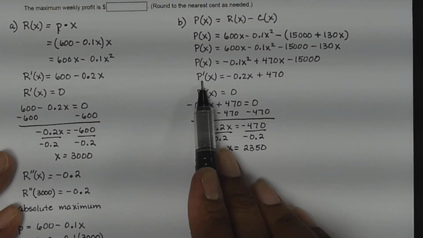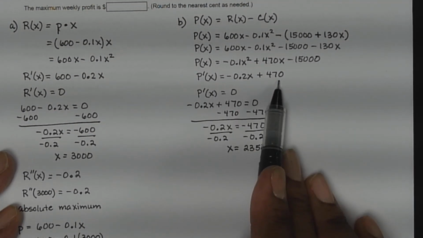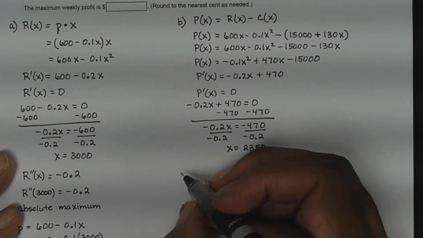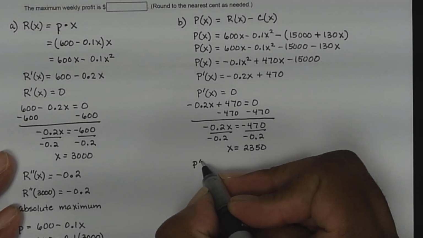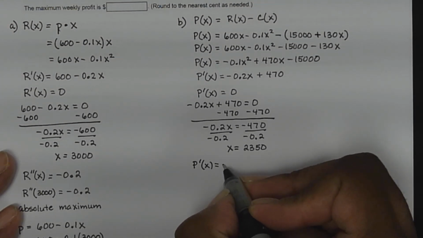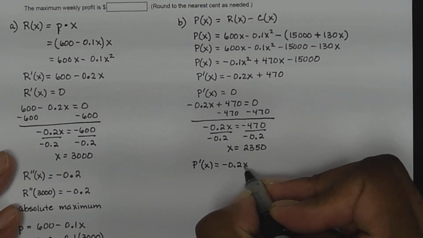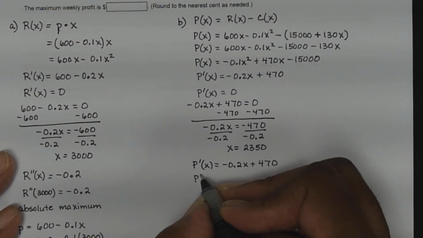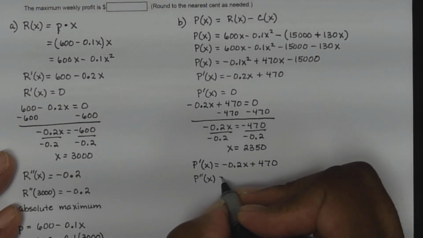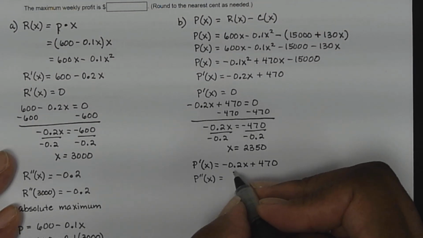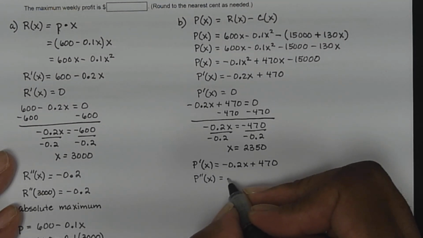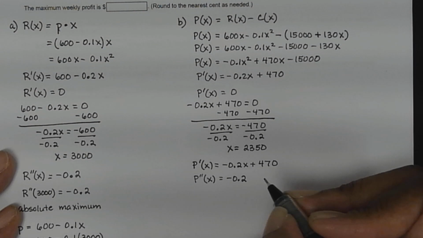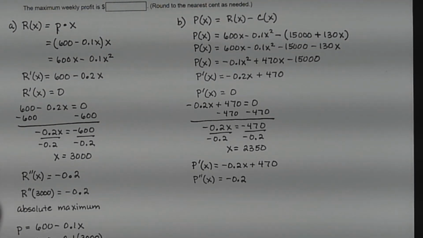Now, let's take that p prime of x function and find out what p double prime of x is. So if p prime of x is negative 0.2x plus 470, then p double prime, the second derivative, would just be the derivative of the first. The derivative of negative 0.2x will be negative 0.2, and the derivative of 470 will be 0.